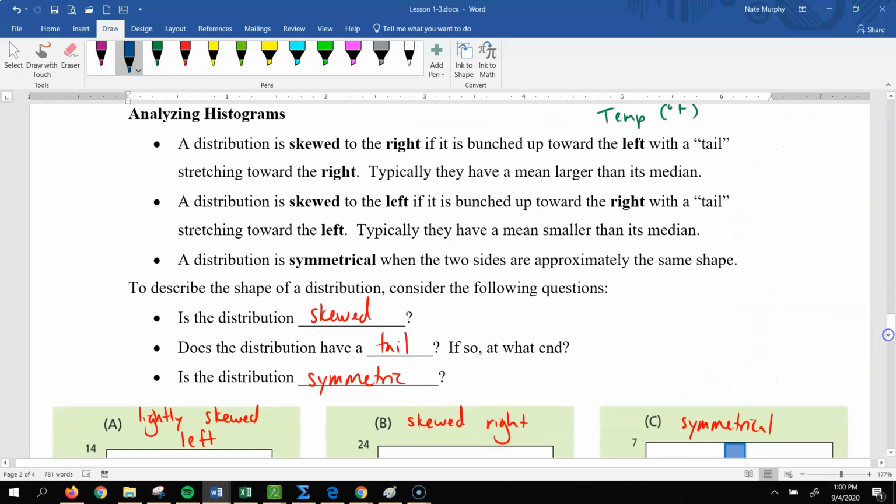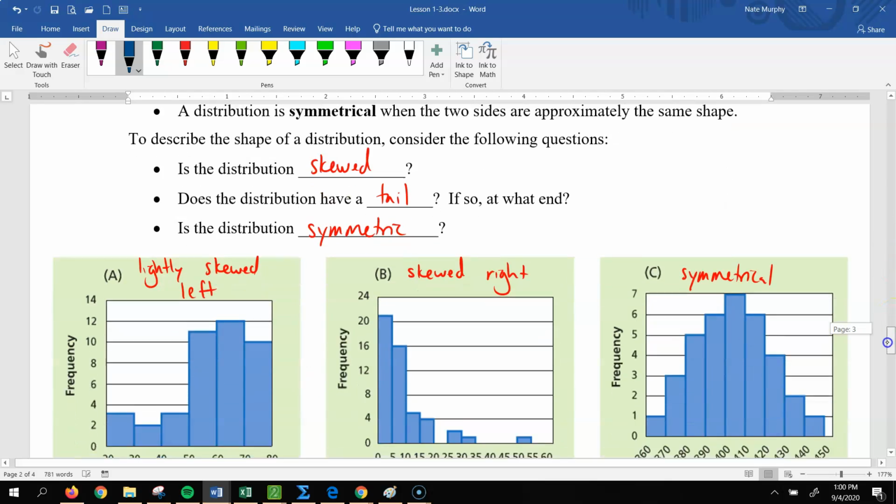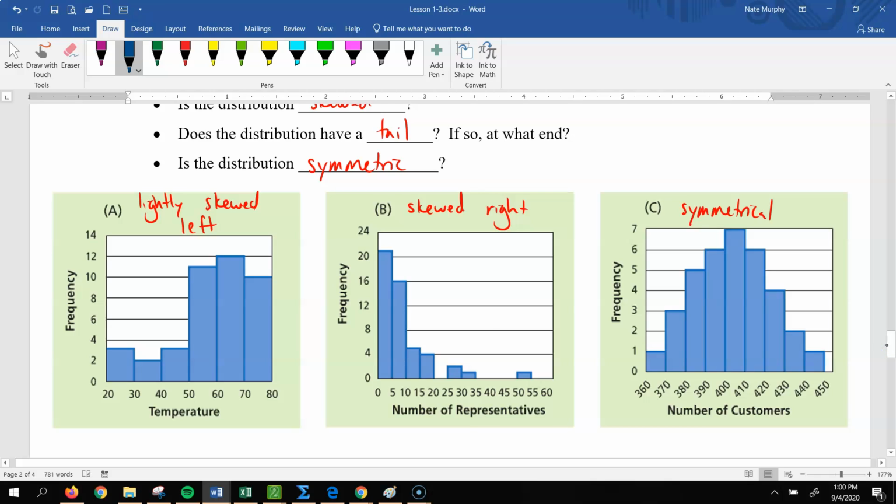Now there's different ways that we could analyze and describe a histogram. The first one is using this word skewed. A distribution is skewed to the right if it's bunched up on the left side with what we call a tail stretching towards the right. Think of it this way, if you had a graph, let's look at one where it's skewed, especially this middle one here. This one we would say is skewed right, because if you were to ski down this hill, you would be going down the right side of the hill. So we would say that it's skewed right.